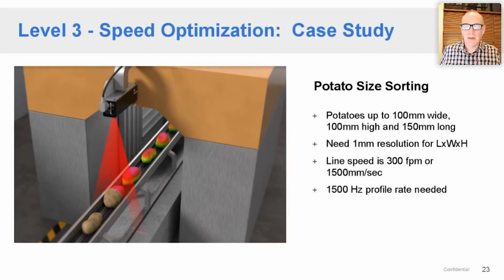Let's say the user says, I want to know the size of these to a millimeter resolution. And let's assume you have a line speed of 300 feet per minute. If you calculate that out, that's about 1.5 meters per second, or 1,500 millimeters per second, which means if I want to get a slice at the very least every millimeter, I need to go at 1,500 profiles per second, or 1,500 hertz profile rate. And so how would I do that? I'm going to pull up our emulator here real quick. I'm going to share my screen.